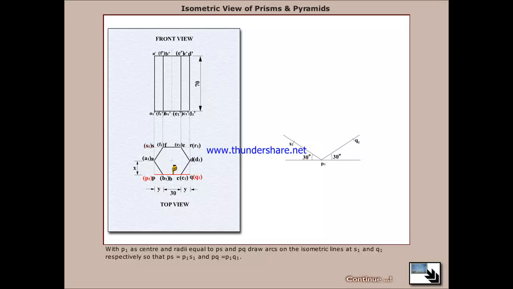With P1 as center and radii equal to PS and PQ, draw arcs on the isometric lines at S1 and Q1 respectively, so that PS is equal to P1S1 and PQ is equal to P1Q1. Now draw lines from S1 and Q1 respectively parallel to P1Q1 and P1S1 to meet at R1.